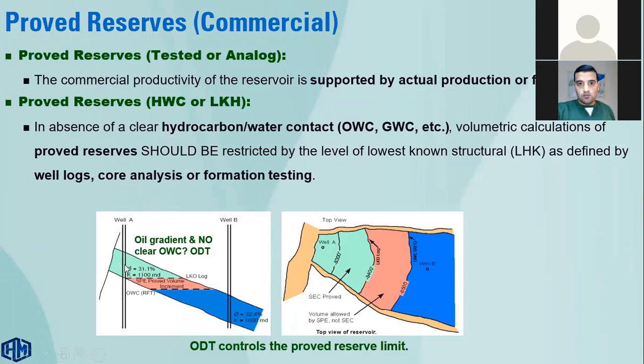In well A, we have this oil column. We have an oil gradient without a clear oil water contact. So in this case, the proved reserve must be limited. This area in green color must be limited to oil down to this point. And after that, if we have a clear oil water contact, the area will be increased.